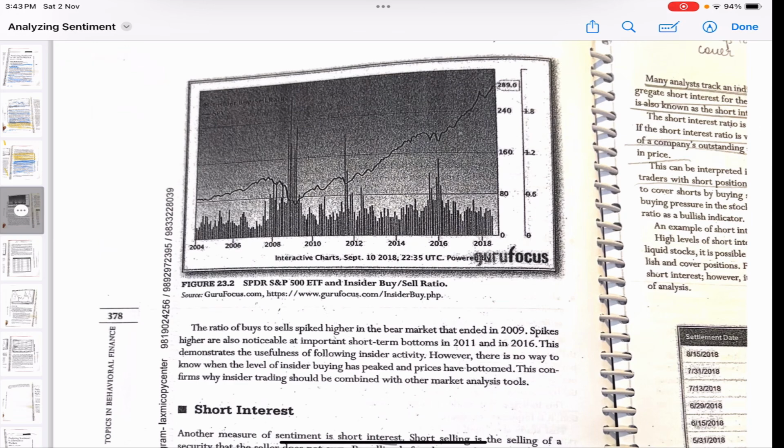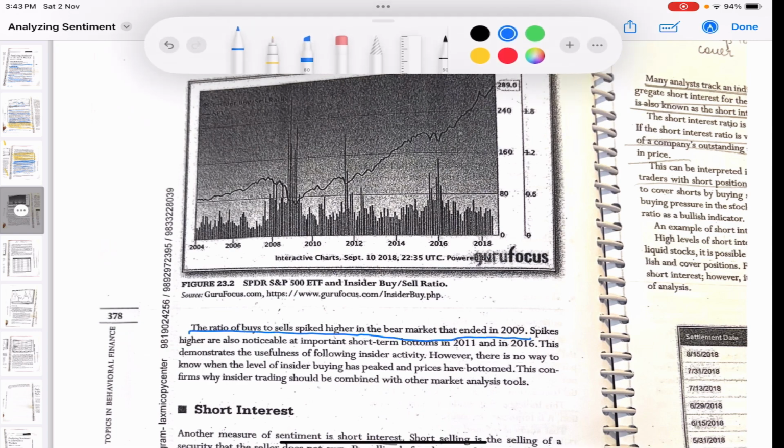So, look at this. This is S&P 500 ETF for insider buy or sell ratio. This is how it looks like. The ratio of the buys to sells spiked higher in the bear market at the end of 2009. There is 2009. Look at this. Here we have 2009. And we can see that it spiked higher in the bear market, right? So spikes higher are also noticeable, important. Look at the spike in the short terms, 2011 and 16 also. Okay, this demonstrates the usefulness of following insider activity.